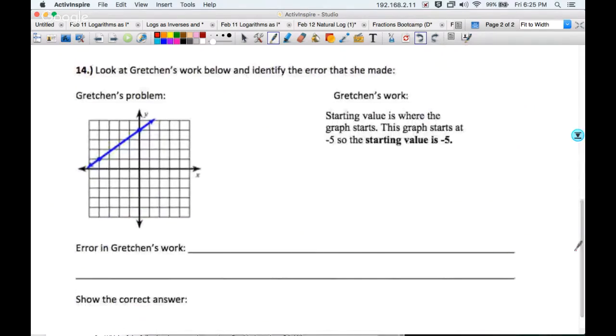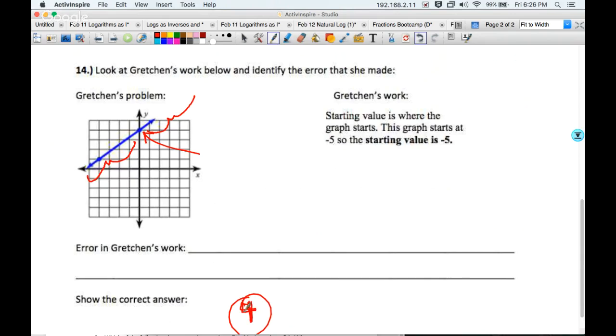Let's take a look at Gretchen's work and try to figure out the error she made. Gretchen said the starting value is where the graph starts. This graph starts at -5, so the starting value is -5. The error here is that where the graph starts is not defined as the leftmost edge, so she's somewhat right there, but she doesn't pick the right point. Technically, the graph starts right here, and we think of this section of the graph as being sort of backwards in time, and this section over here to be forwards in time, and this is like the present. So right now at the start, we are actually at 1, 2, 3, 4 above the axis. So 4 is the correct starting value.